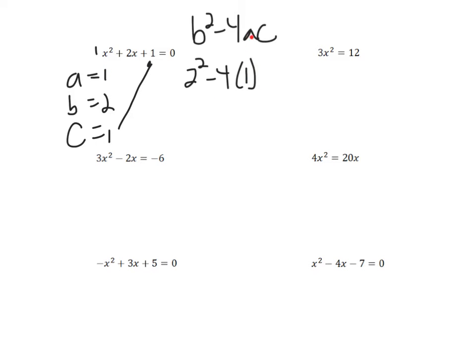Notice I'm doing that same thing I've wanted you to do all year long, and you promised me you'd do it: whenever you're replacing a variable with a number, use parentheses and then write the numbers inside. And then c also equals 1 in this case. So 2 squared is 4. 4 times 1 is 4. So that's 0. So that tells me there's one real solution.